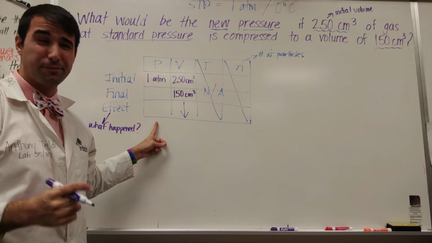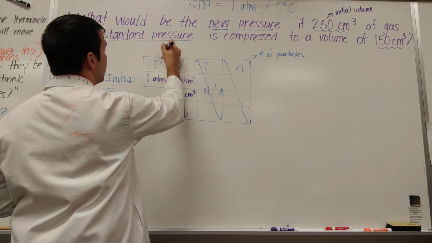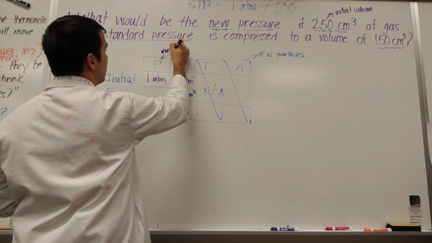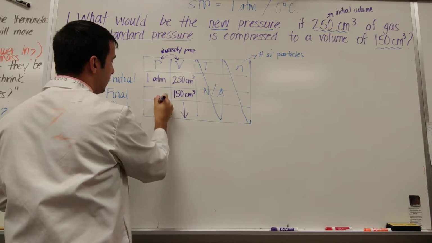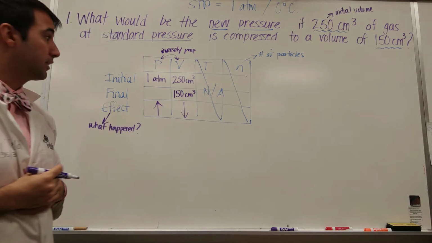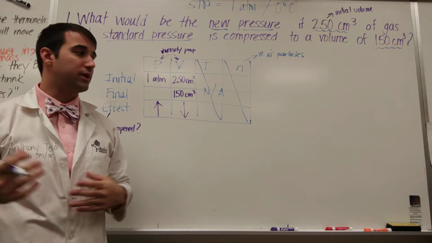If I know the relationship between pressure and volume, if I decrease my volume, what has to happen to my pressure? Well, you should know that pressure and volume are inversely proportional. So if I decrease one, the other must increase. So I know that I need to have a pressure that increases.